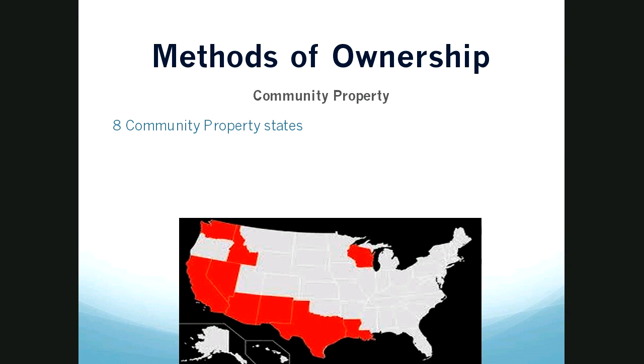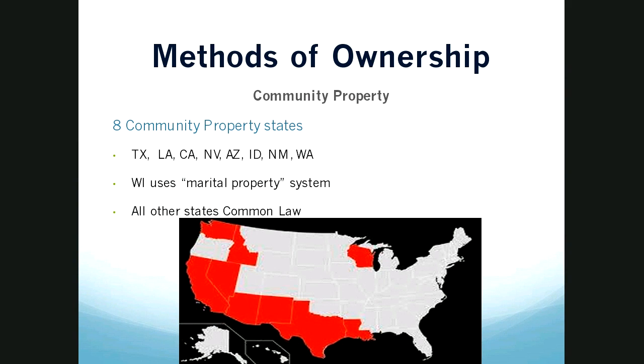So there are 8 community property states in the nation. Texas, Louisiana, California, Nevada, Arizona, Idaho, New Mexico, Washington, and then Wisconsin uses a marital property system that is similar to community property. All other states are common law.